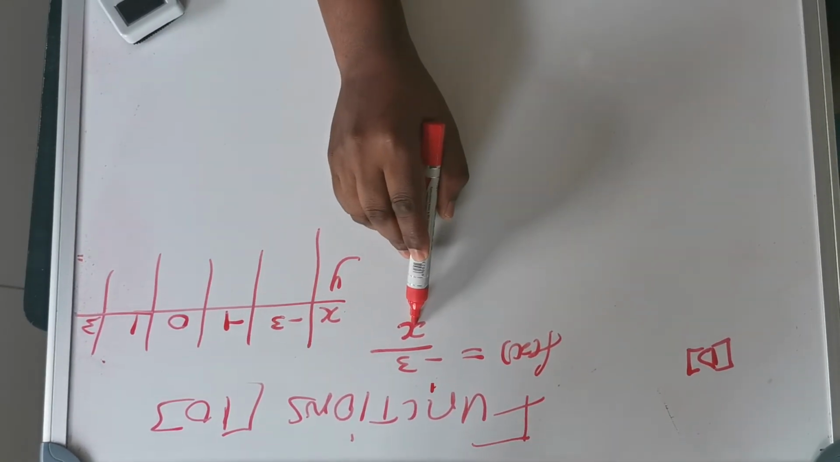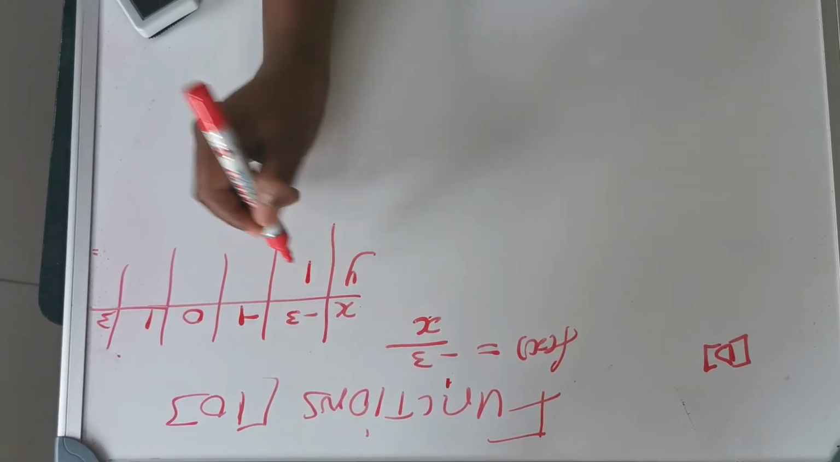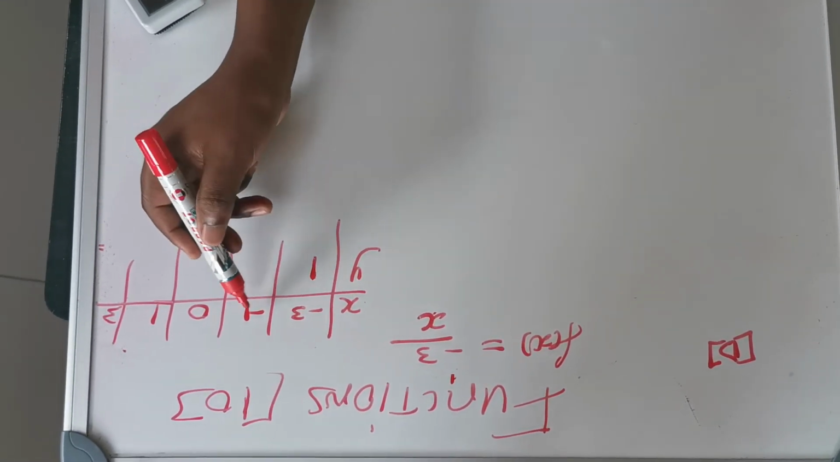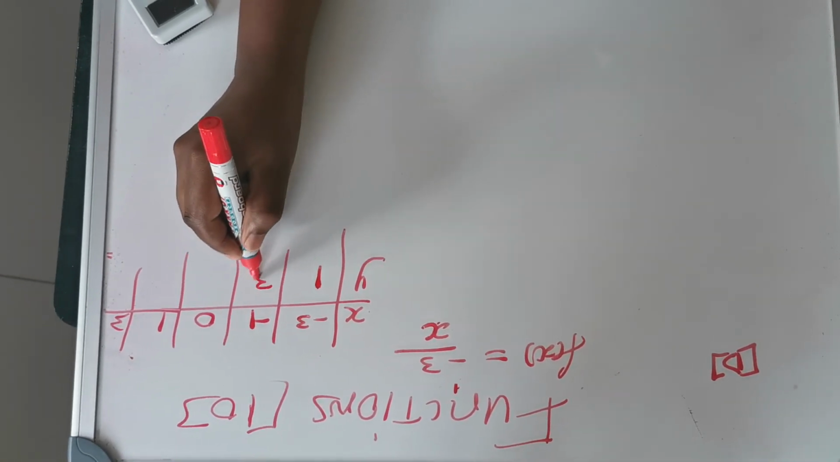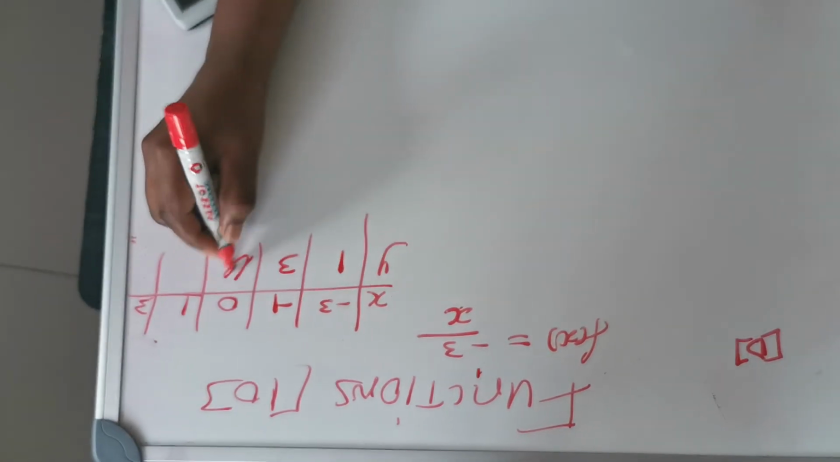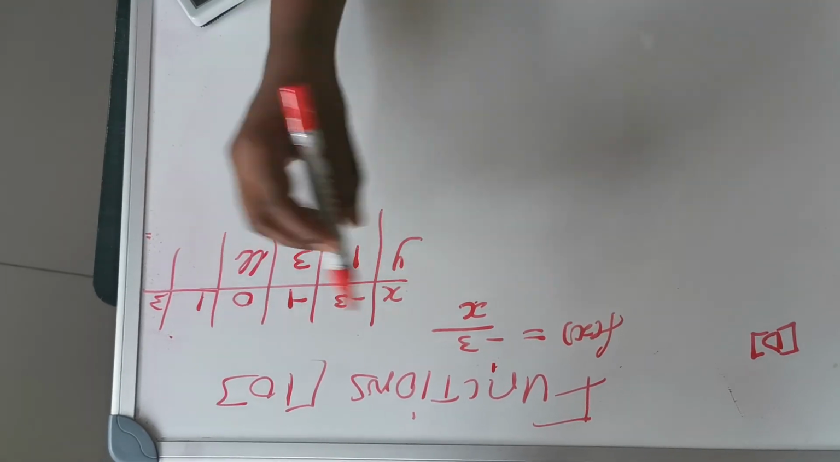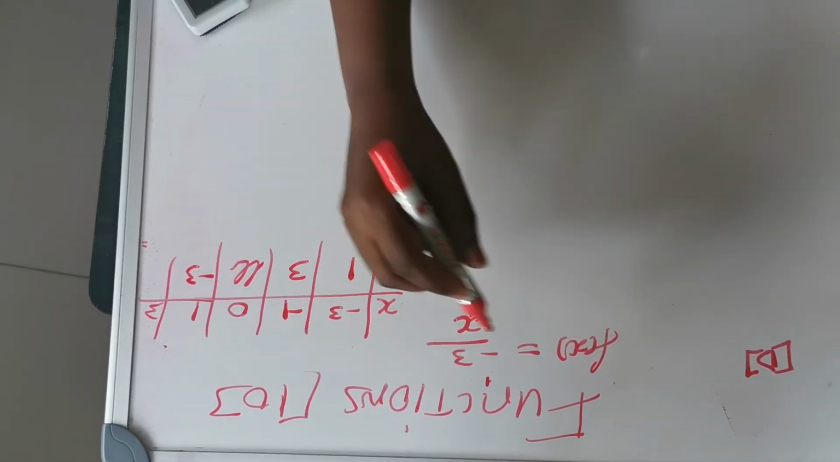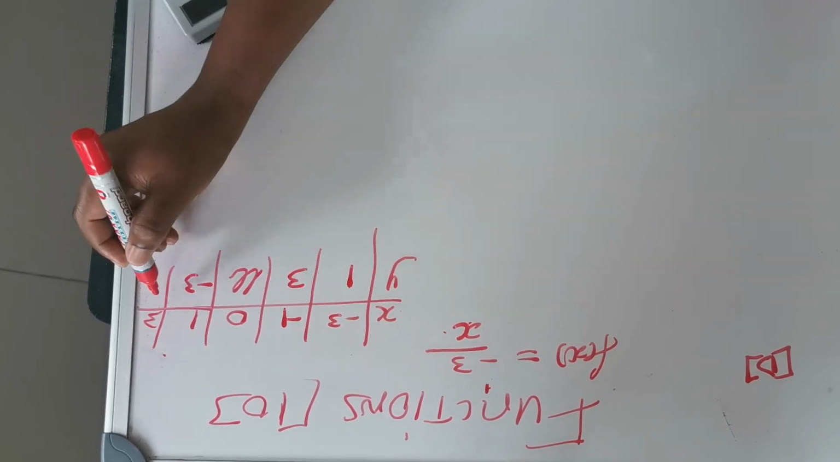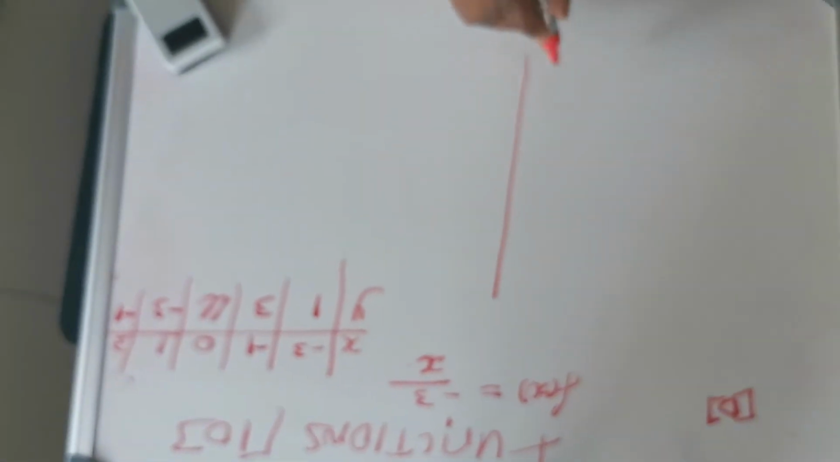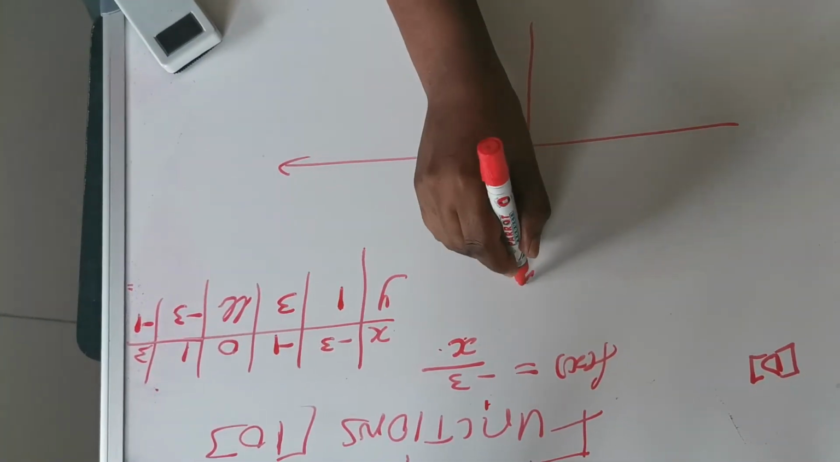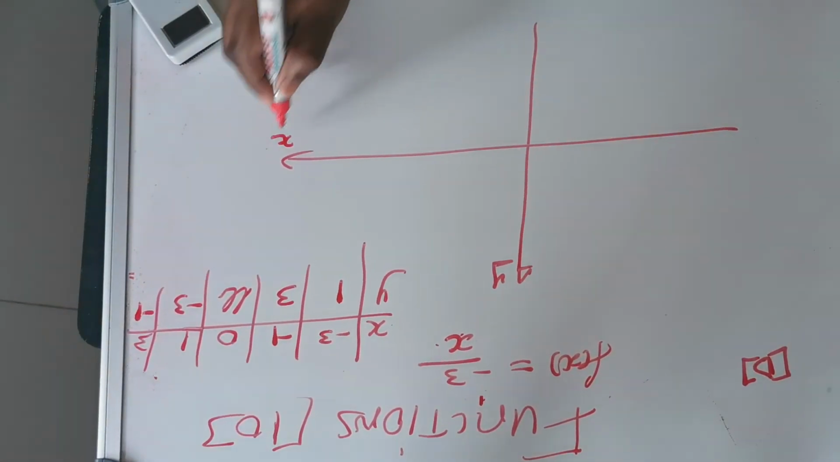Let's put negative 3 here. Obviously, this will give you 1. If you put negative 1 here, this will give you positive 3. You put 0, that is undefined. If you put 1, negative 3. You put 3 here, this will give you negative 1. Now let's look at those. Obviously this is our y, this is our x.